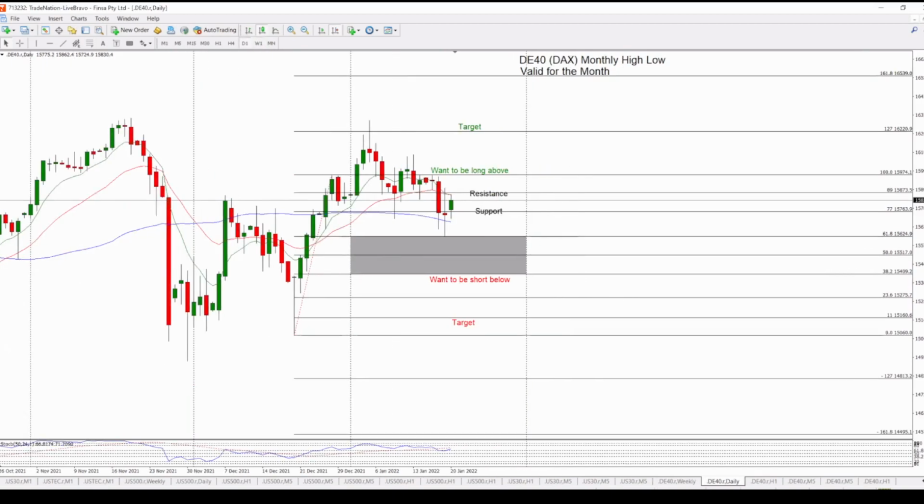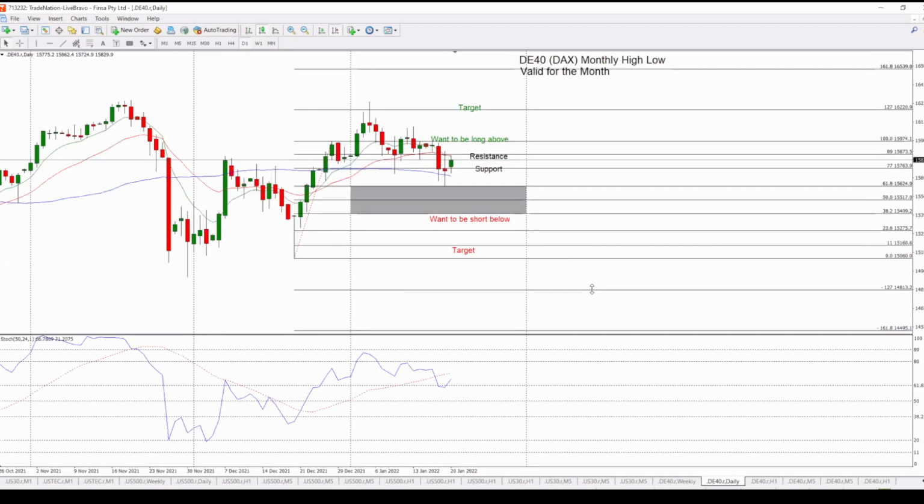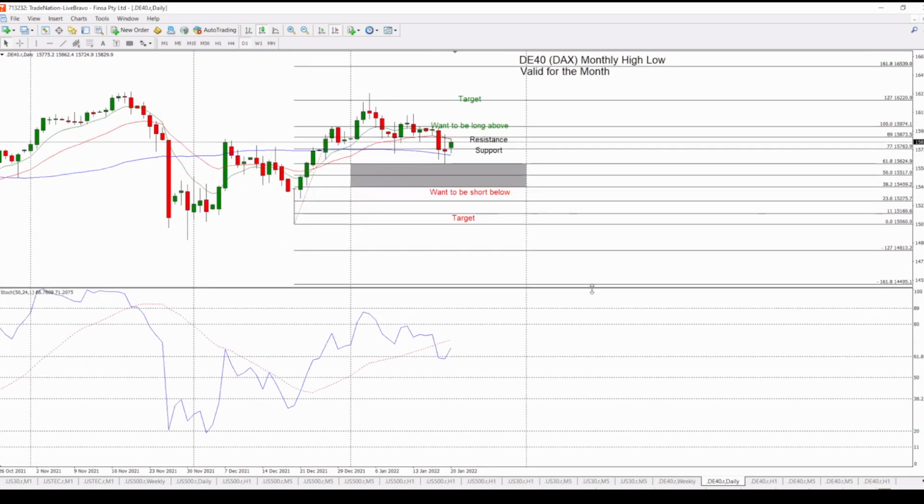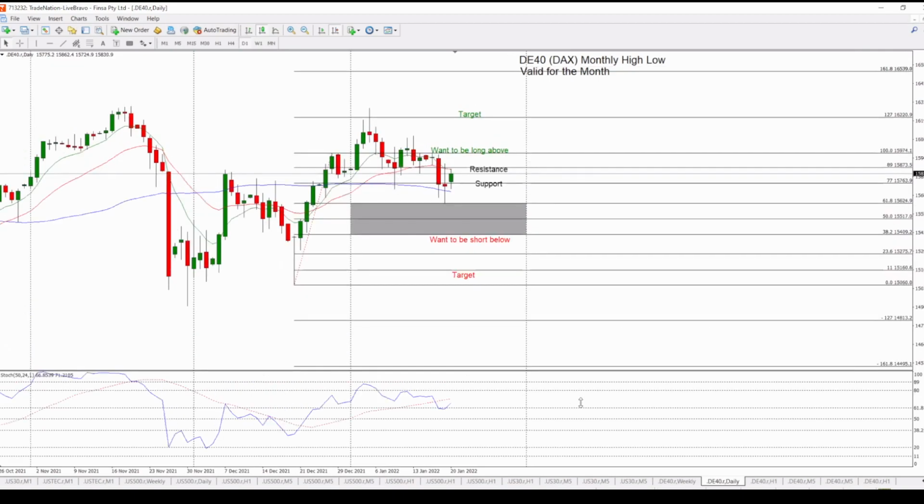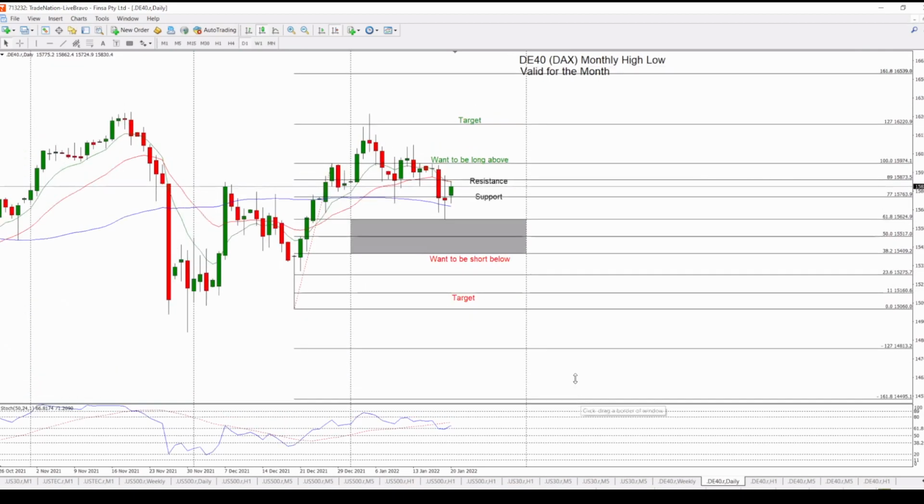Look there on the monthly high low. So currently we are between the 77 and 89 level as resistance and support. Moving averages are really on top of each other, so that's a bit difficult to define. If you look at the stochastic, we are currently above that 61.8 level. So let's see if we can get 8 and 21 a little bit more separated so we can see where the moving averages are telling us to go. For a push above 100, we want to be long to 127. For a push below 38.2, we want to be short to 11.